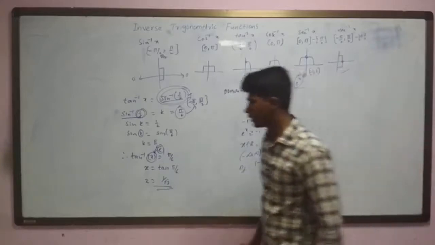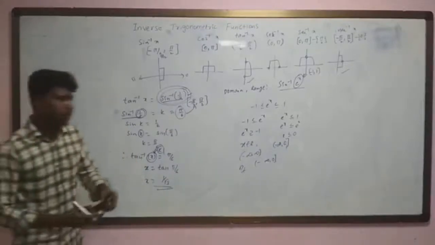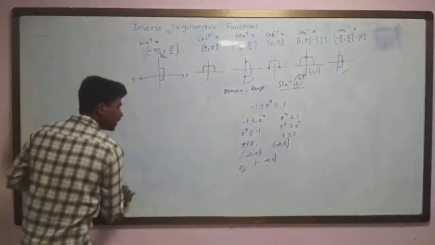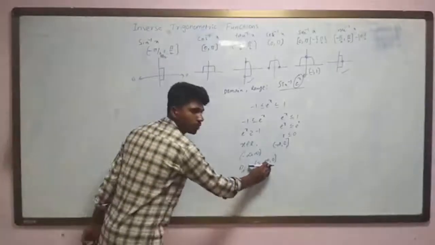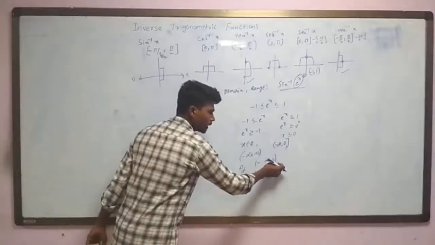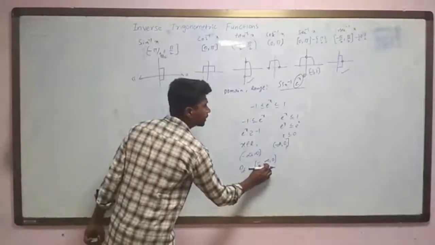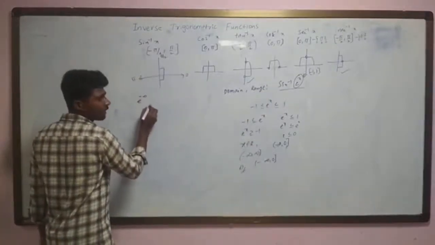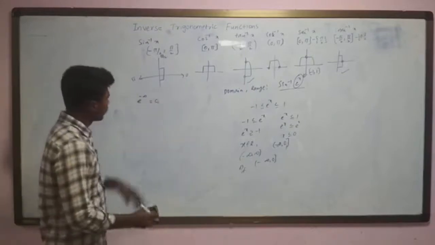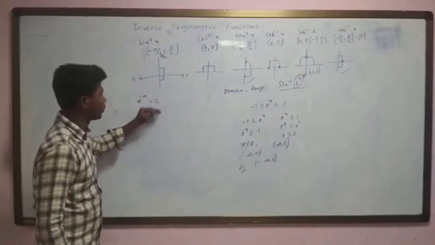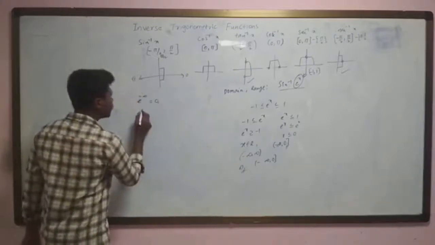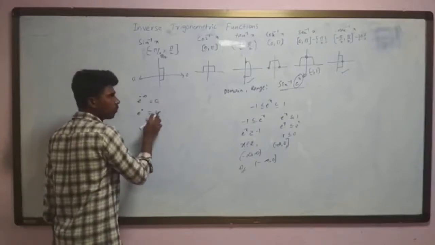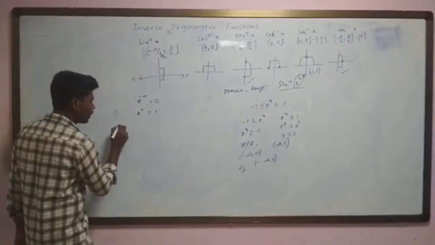Now we should get the range. How to find the range? Whatever domain we got, we have to substitute. The least value of the domain is minus infinity and the maximum value is 0. If I substitute minus infinity in e power, e power minus infinity is 0, and e power 0 is 1. So it lies between 0 and 1.